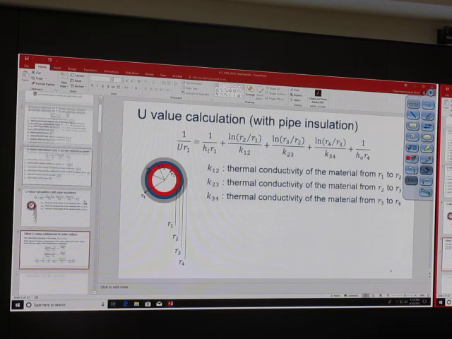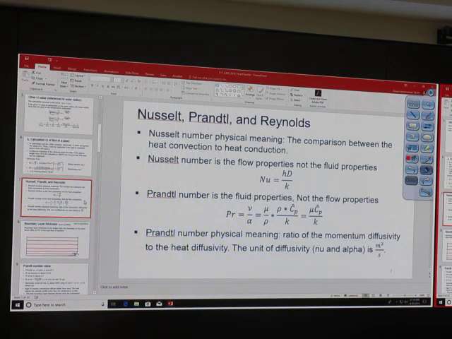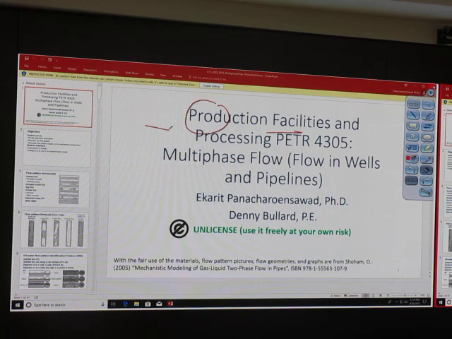Physical meaning of Nusselt number, you remember that? Is Nusselt number a flow property or a fluid property? Nusselt number is a flow property. Prandtl number is a fluid property. Reynolds number is a flow property. So Prandtl is fluid, this is flow, and that is flow. Manifest flow is with a shaft. Basically just that. Okay.